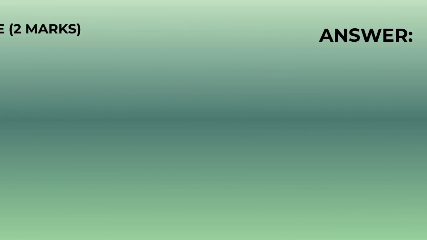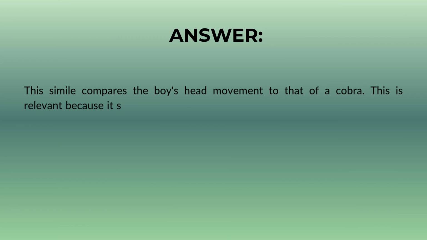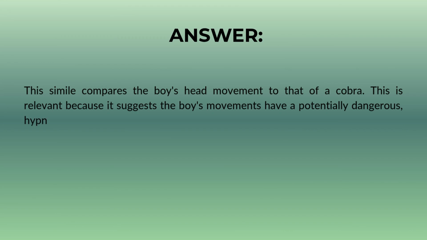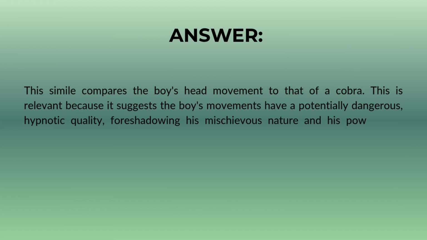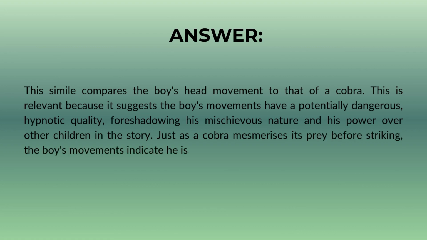Here is the expected answer. This simile compares the boy's head movement to that of a cobra. This is relevant because it suggests the boy has a potentially dangerous, hypnotic quality to his movements, foreshadowing his mischievous nature and the power he holds over other children in the short story. Just as a cobra mesmerizes its prey before striking, the boy's movements indicate he is preparing to cause trouble.